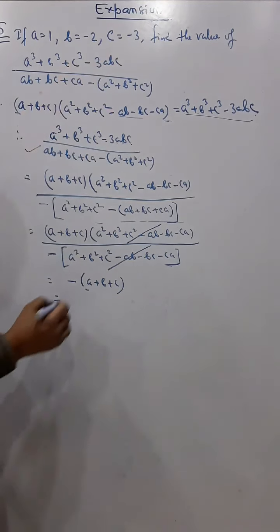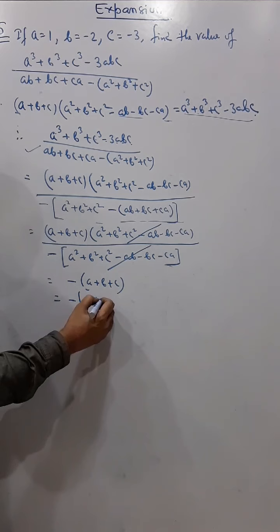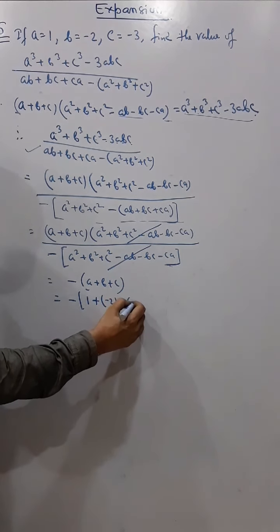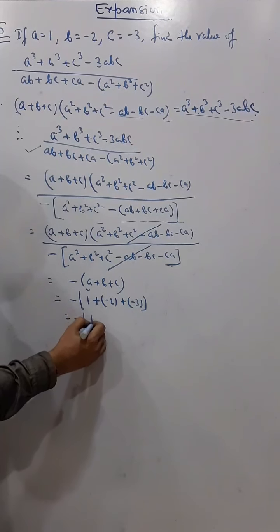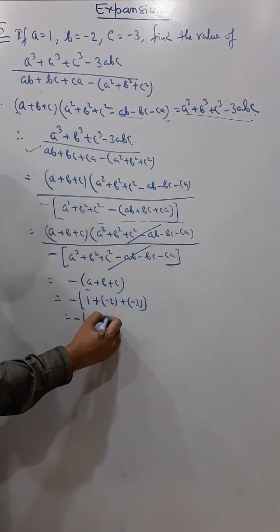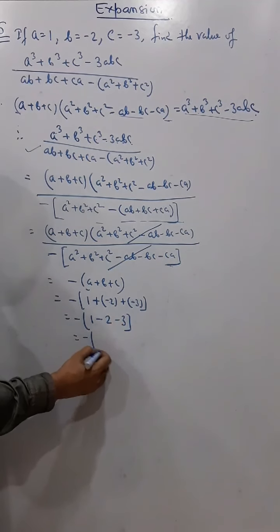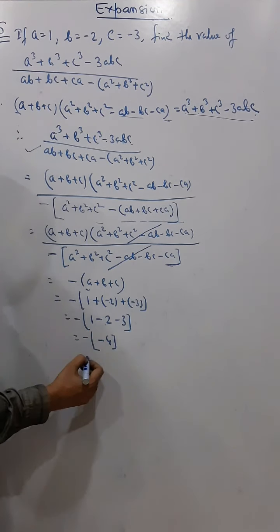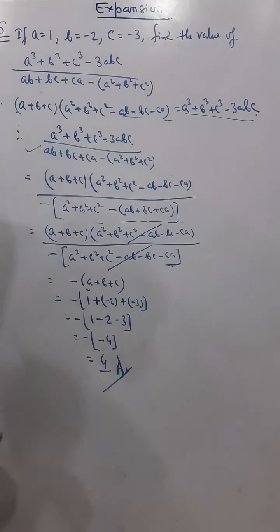Okay, so a means 1, so minus and 1, b means minus 2, so it is minus 2, and c means minus 3. Okay, solve carefully. Okay, there should not be any sign mistake. So minus 2, minus 3, what I got? Minus 5 and plus 1, that's minus 4, and my answer will be 4. Okay.